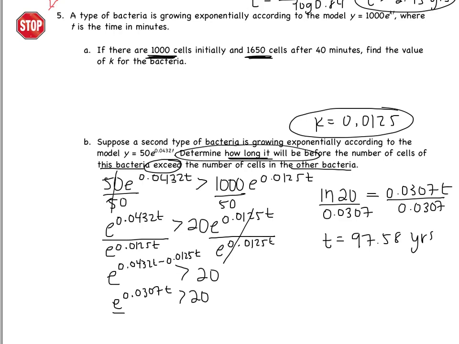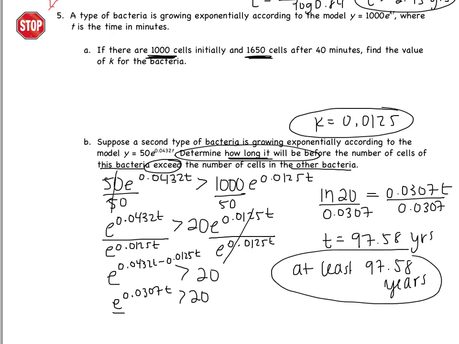So how long will it take? It will take at least 97.58 years. Okay, so if I go back, t was on the left side, so t is going to be greater. t is greater than 97.58. So 98, 99, 100 years, there will be more bacteria in the second type than in the first type.